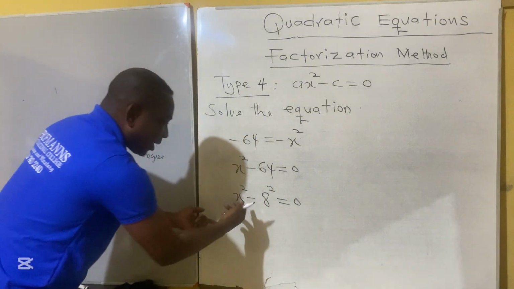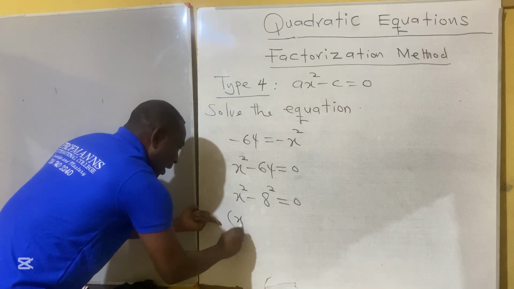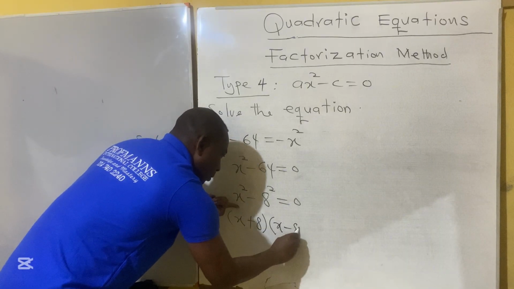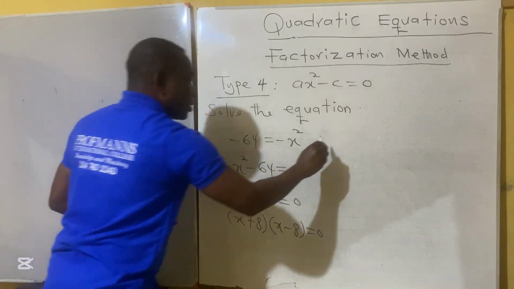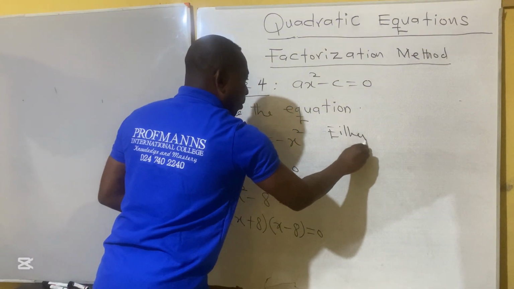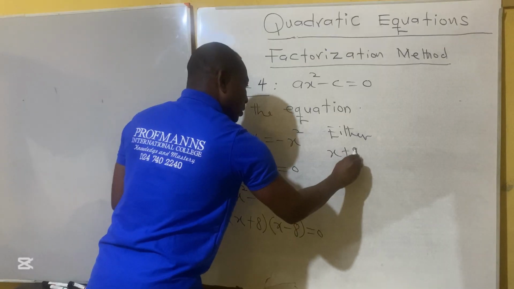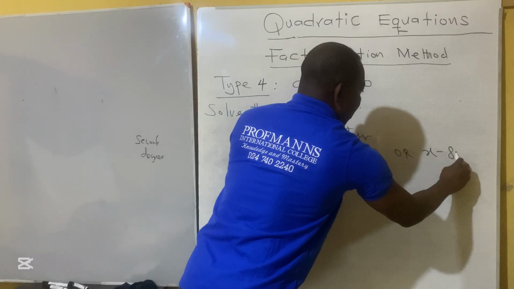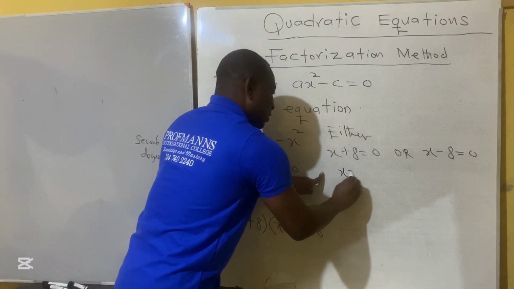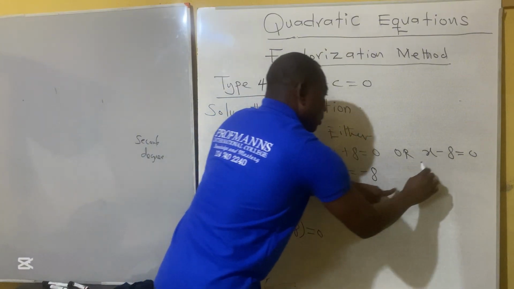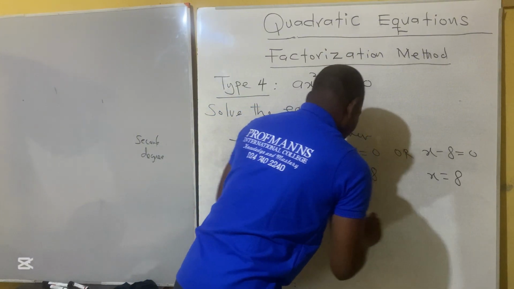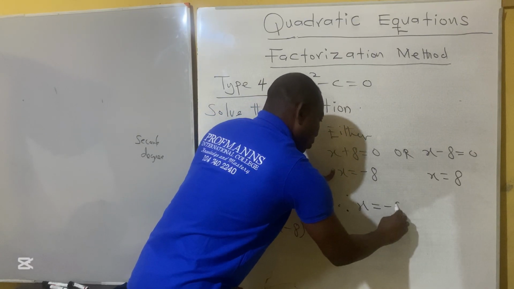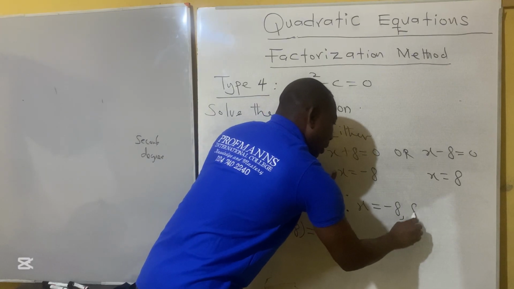So how do we factorize the difference of two squares? It is always x plus, times the x minus, being equal to 0. So we say either x plus 8 is equal to 0 or x minus 8 is equal to 0. So you have x is equal to minus 8, x is equal to positive 8. Therefore, the roots of this equation are either minus 8 or 8.